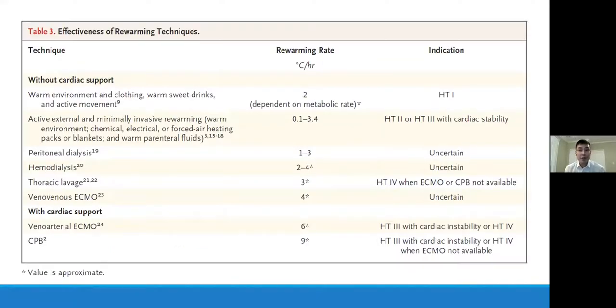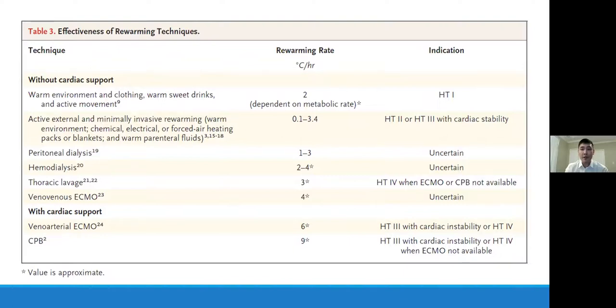So this table from the New England Journal of Medicine indicates the effectiveness of rewarming techniques by degrees Celsius per hour. And as you can see, ECMO and cardiopulmonary bypass are by far the most effective, ranging anywhere between 4 to 9 degrees Celsius per hour. Not only that, but studies actually show that using ECMO or cardiopulmonary bypass can reduce mortality in hypothermic arrests by as much as 40 to 90%, going from a survivability of less than 37% to anywhere between 47 to 63% with ECMO or cardiopulmonary bypass.